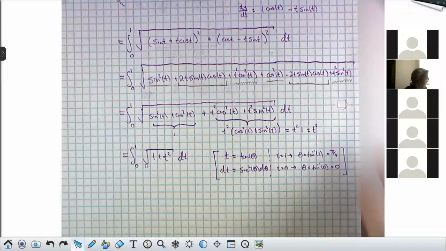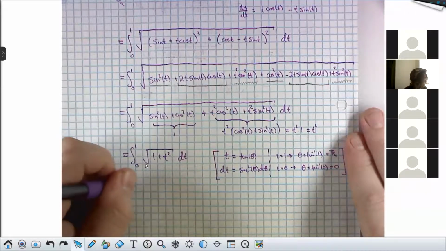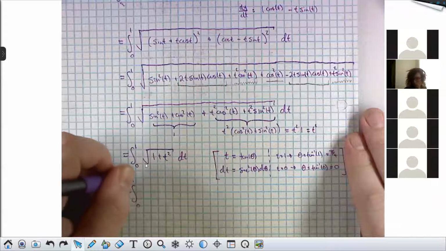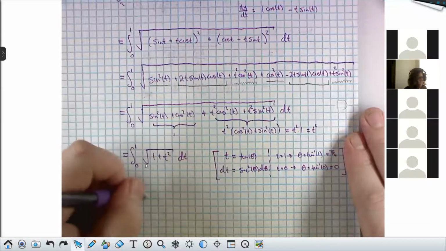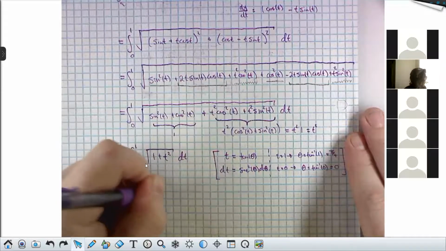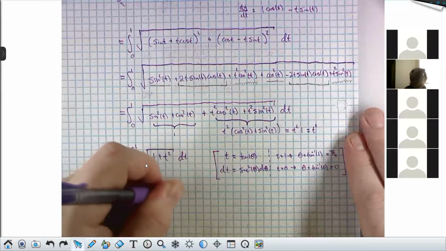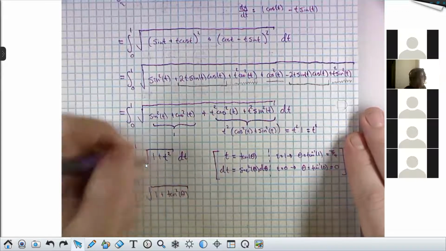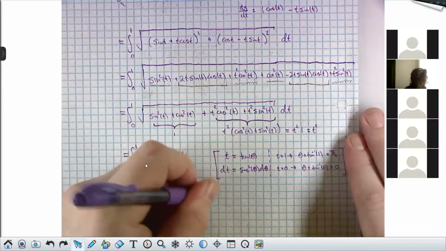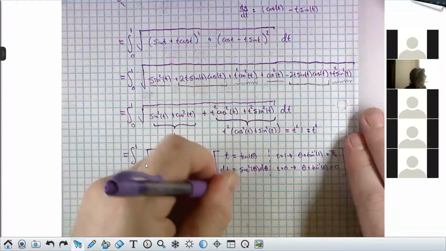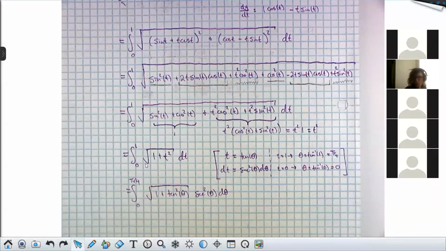So putting all of this together, our integral becomes the integral from 0 to pi over 4 of the square root of 1 plus tan squared theta times secant squared theta d theta. And this might be ringing some bells now. This is one of those challenging integrals. 1 plus tan squared, the thing underneath the square root, is secant squared.